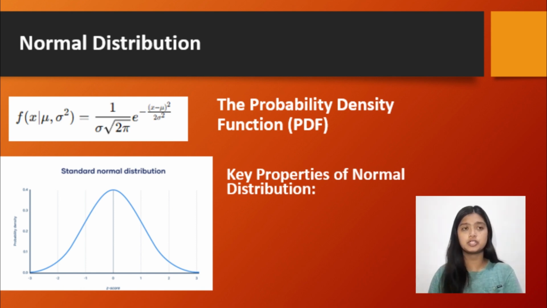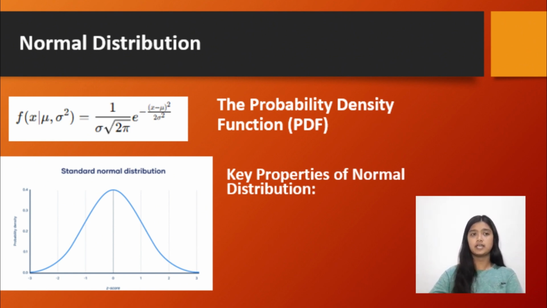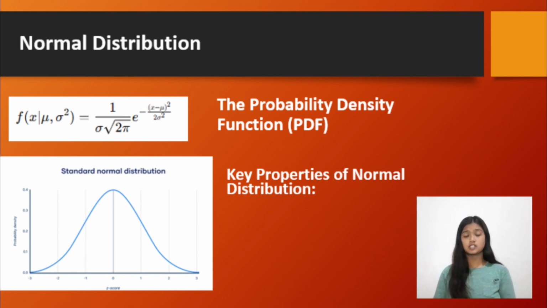Next are the key properties of the normal distribution. Normal distributions are symmetric around the mean, and about 68% of data lies within one standard deviation of the mean, 95% within two standard deviations, and 99.7% within three standard deviations. Here is the chart of the standard normal distribution.